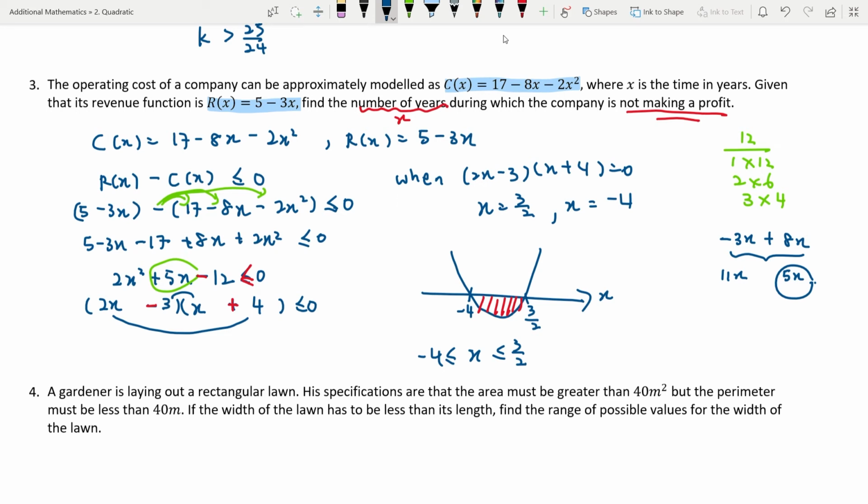So x must start from 0. And when x is less than or equal to 3 over 2, the company is not making a profit. When x is greater than 3 over 2, the company starts making a profit. Therefore, our answer is x is equal to 3 over 2.